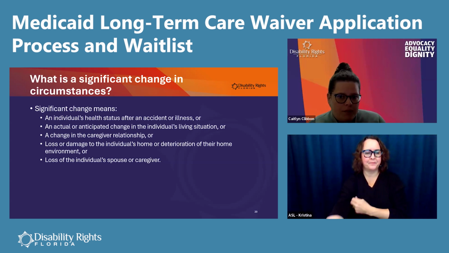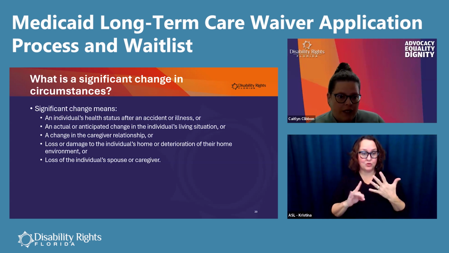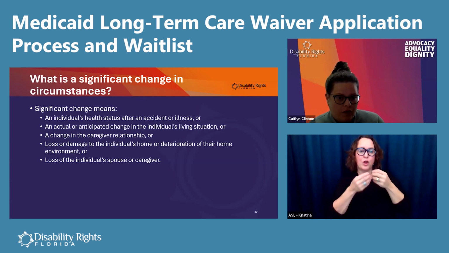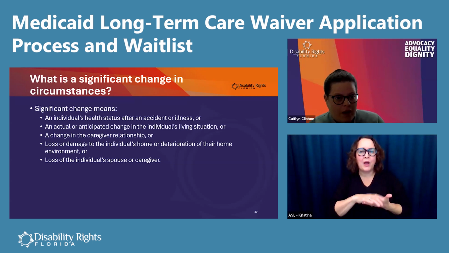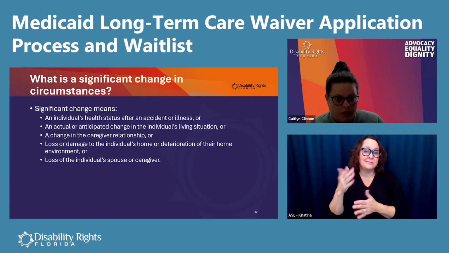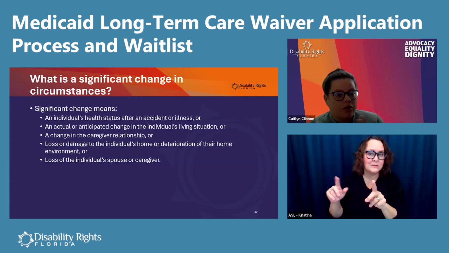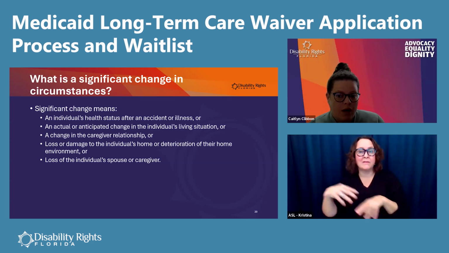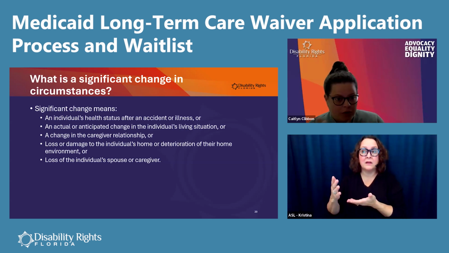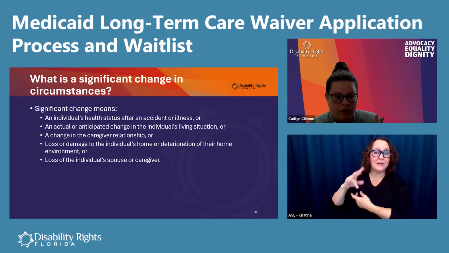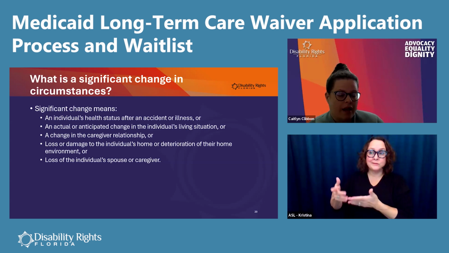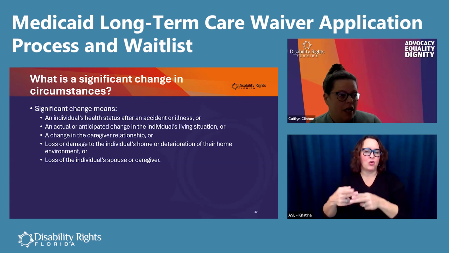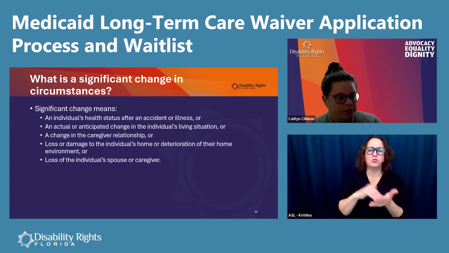And then the final option for what could constitute a significant change in circumstances would be the loss of your spouse or caregiver. So that's loss by death, divorce, or any other reason. Maybe they just chose to no longer provide care or whatever. So if you had a spouse or caregiver who was assisting you and you've lost that person for whatever reason, that can constitute a significant change, and you should be requesting rescreening if any of these things are true.